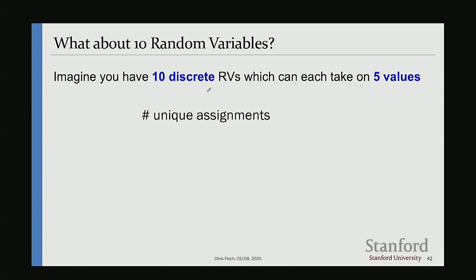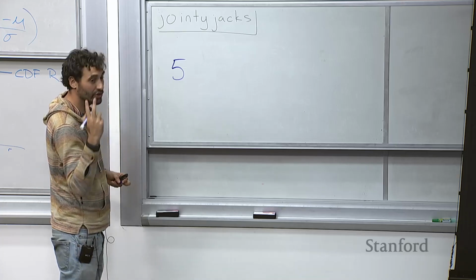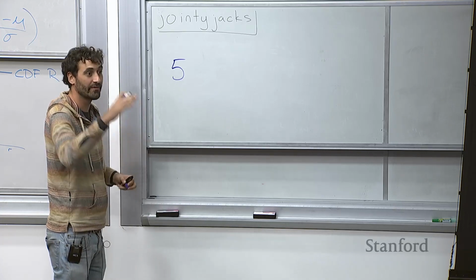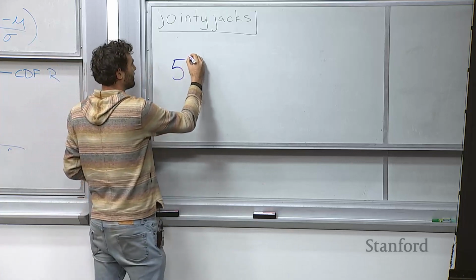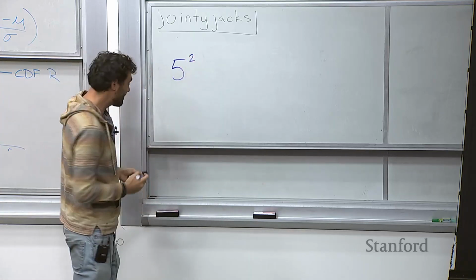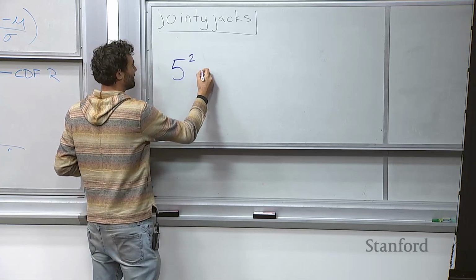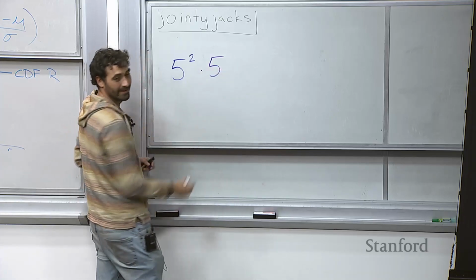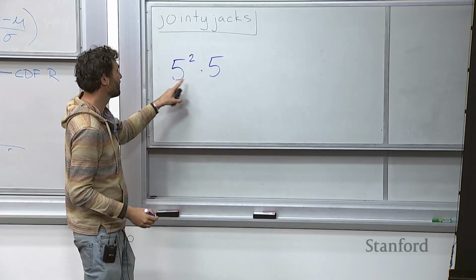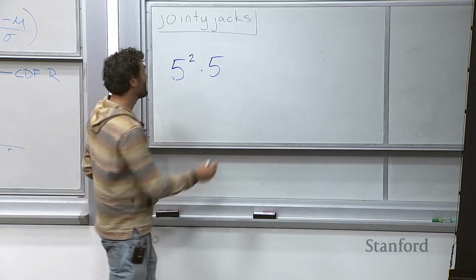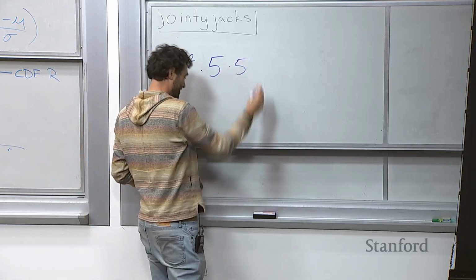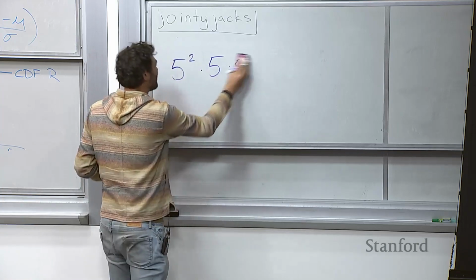If you had one random variable with 5 values, you'd need 5 probabilities. If you had 2 random variables and each could take on 5 values, you would have a grid that's 5 by 5. That's 5 squared. 3 random variables, multiply that puppy by 5, because you need a grid for every assignment to the 3rd random variable. 4 random variables, uh-oh. What happens if you have 10 random variables?